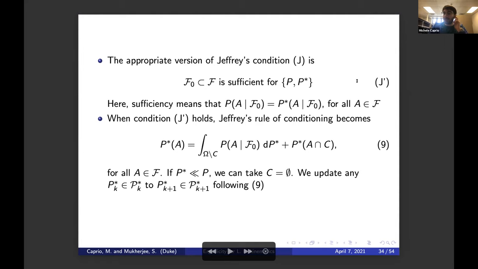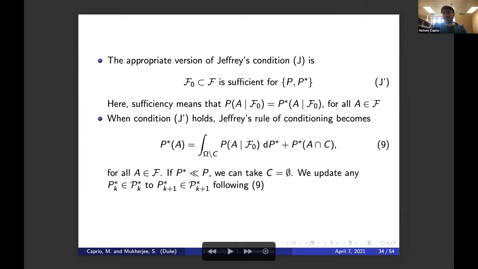The posterior of any set A is given by the integral on omega minus C of the conditional prior of A given F0 dP star plus the posterior of A intersected C. And if we can assume that the posterior is absolutely continuous with respect to the prior, we can take C equal to the empty set. So this equation right here simplifies. So this one goes to zero, and this integral is taken on the whole omega.